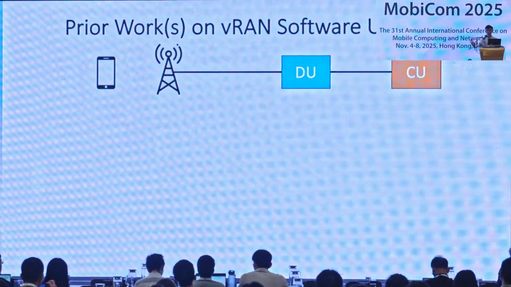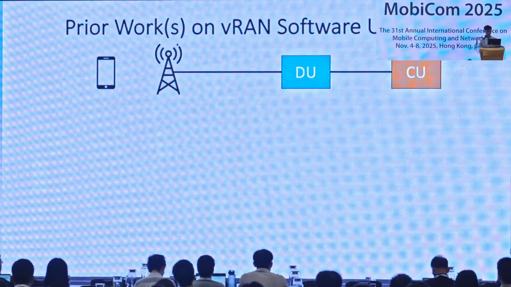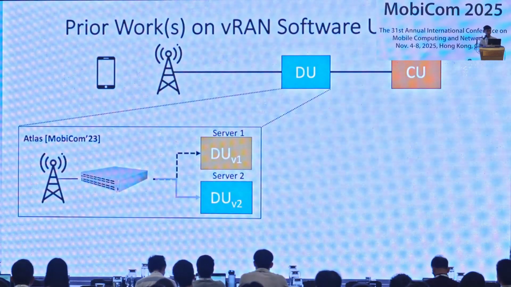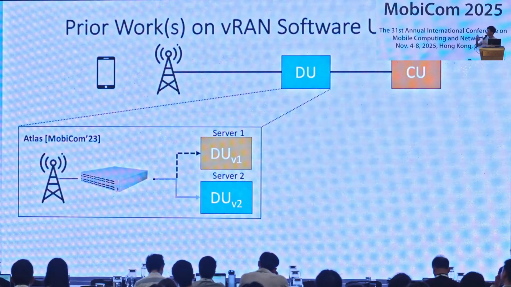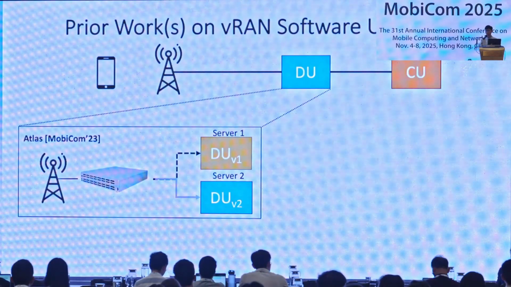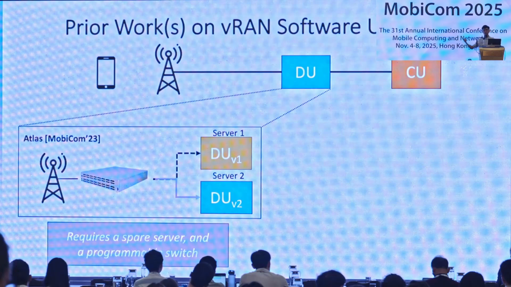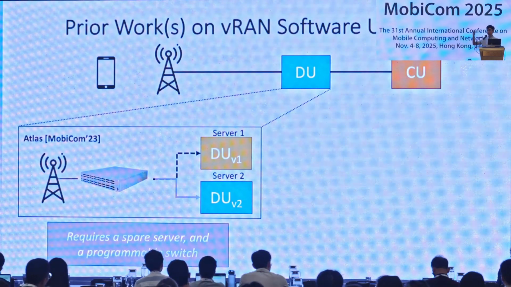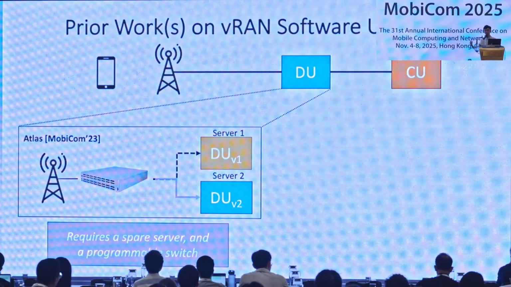Before we dive deeper, let us look at some of the prior works on vRAN software updates. Two years ago, also presented at this conference by Jarong and the other authors, they presented Atlas. In Atlas, for DU updates, they require a spare server to spin up the new version, and then they use a programmable switch to redirect the traffic from the old DU to the new DU to complete the update.